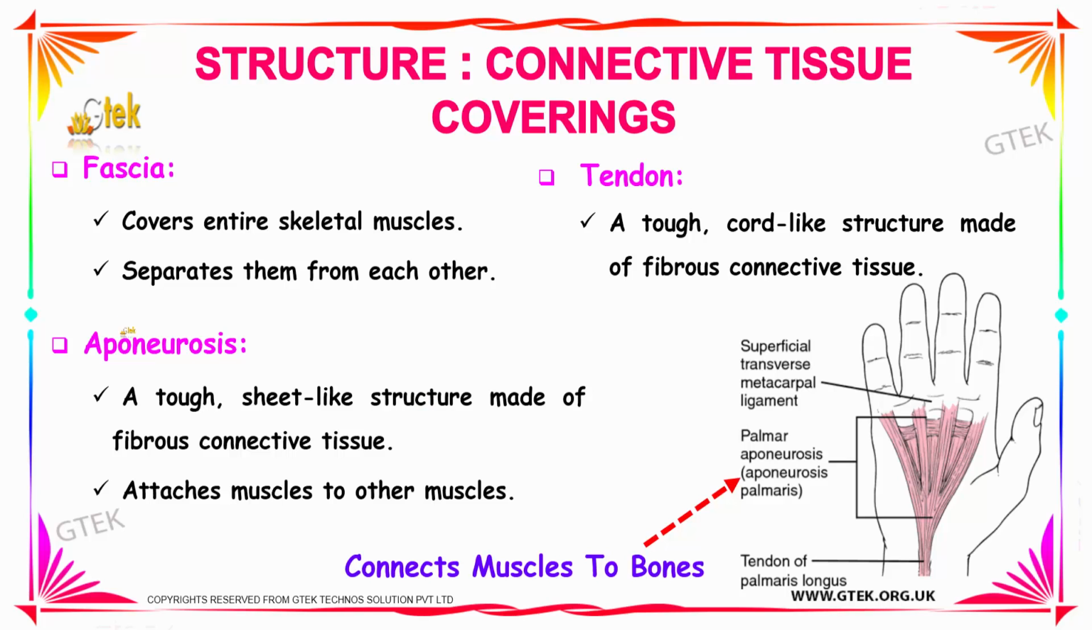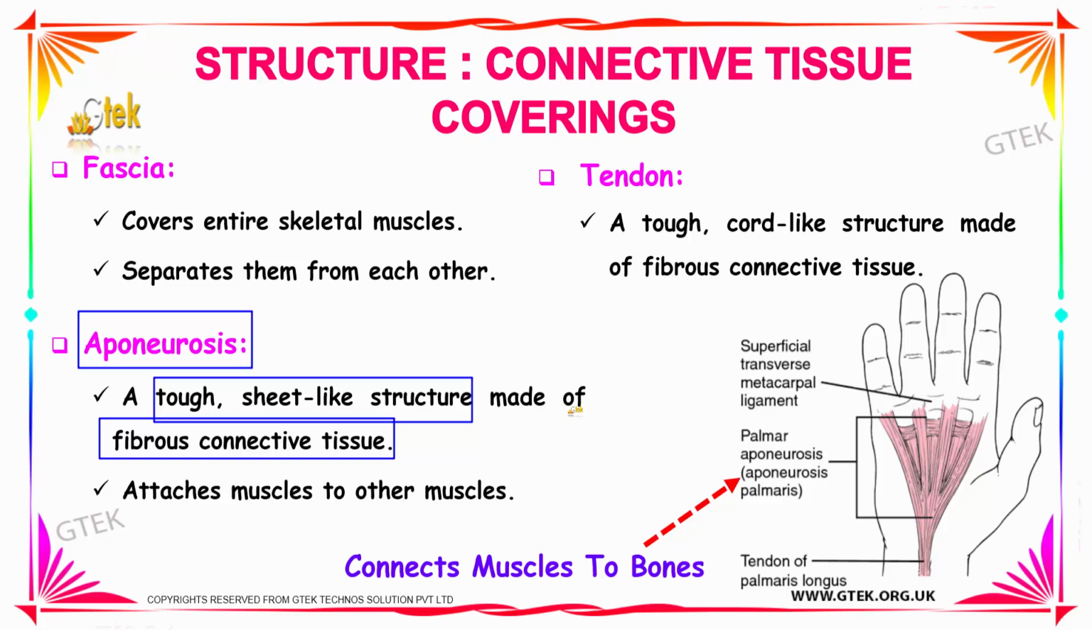Whereas your aponeurosis is a tough, sheet-like structure and it is made of fibrous connective tissue. It attaches the muscles to other muscles. So here you can see the palmar aponeurosis in the hand of a human. It is a tough, sheet-like structure and it connects the other muscles.